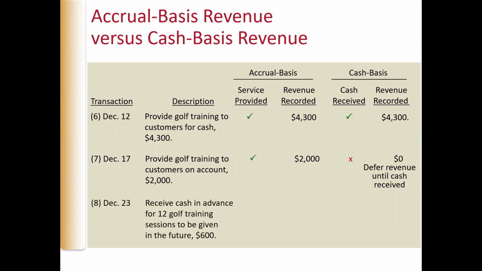Now, here's another one, a weird one. We received cash in advance for 12 golf training sessions to be given in the future. Under accrual basis, did we do the work? No. We would show that as a deferred revenue, remember, a liability. But under cash basis, we would show we earned that money, even though we didn't do anything.